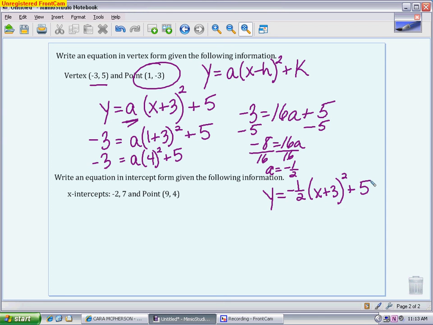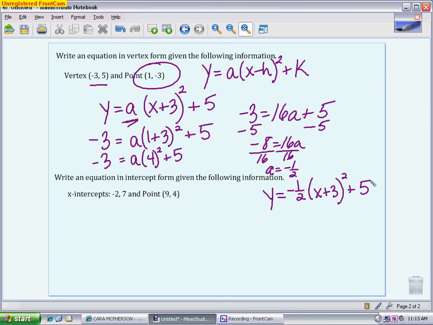Great way to check your work. If you graph that equation in your calculator in your y1, make sure that it actually has the vertex that it's supposed to, -3, 5, and make sure it also looks like it goes through the point 1, -3. You could even use the value or the trace button to make sure when you put 1 in for x, you get -3 for y.